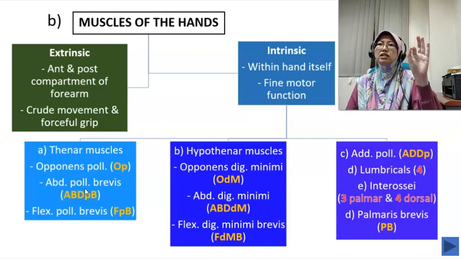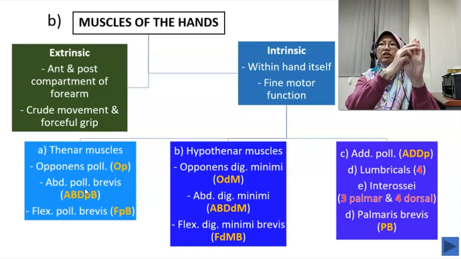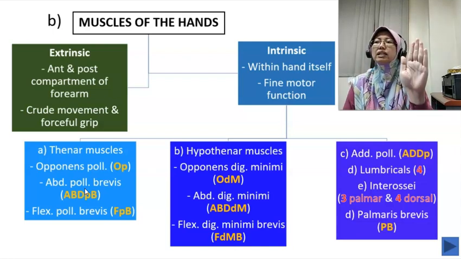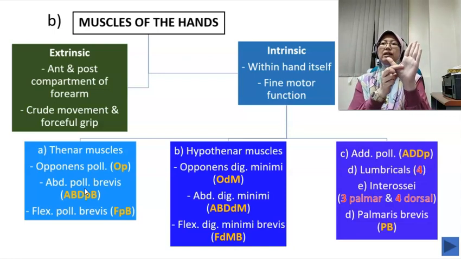Opponens pollicis, opponens digiti minimi, okay. Abductor pollicis brevis, abductor digiti minimi, okay. Flexor pollicis brevis, flexor digiti minimi brevis, okay. And then kita ada adductor pollicis.